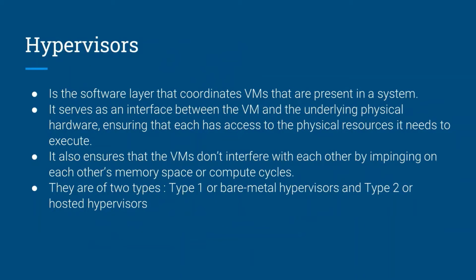Now, what are hypervisors? It's a software layer that coordinates VMs that are present in a system. It serves as an interface between the VM and the underlying physical hardware, ensuring that each has access to the physical resources it needs to execute. It also ensures that VMs don't interfere with each other by impinging on each other's memory space or compute cycles. There are actually two types of hypervisors. There are type 1 or bare metal hypervisors and type 2 or hosted hypervisors.